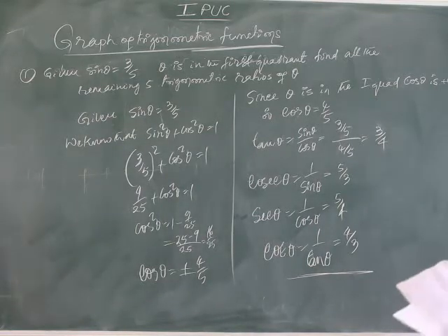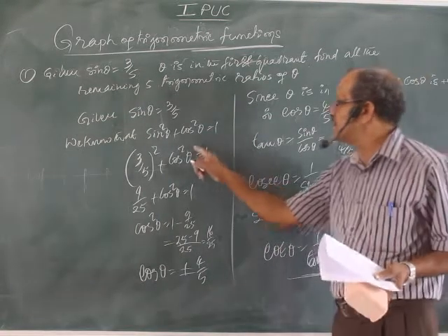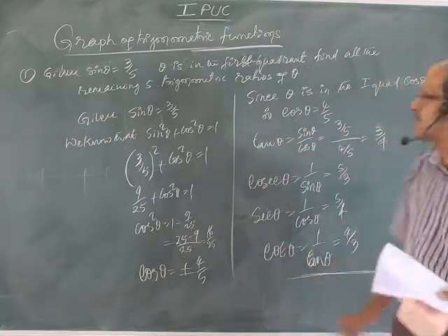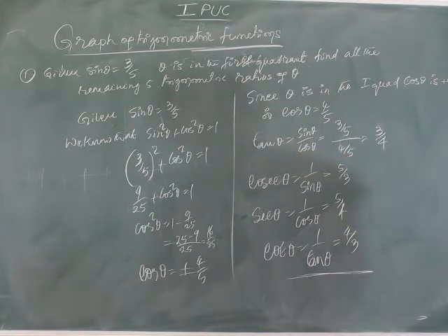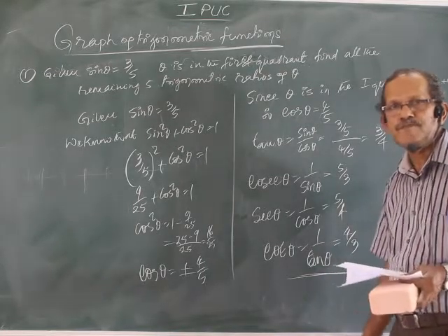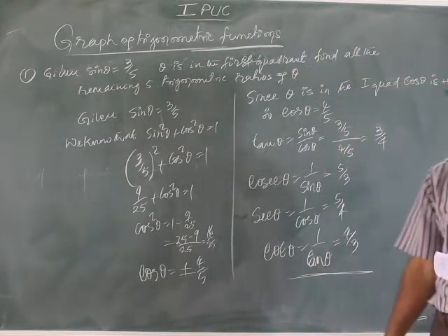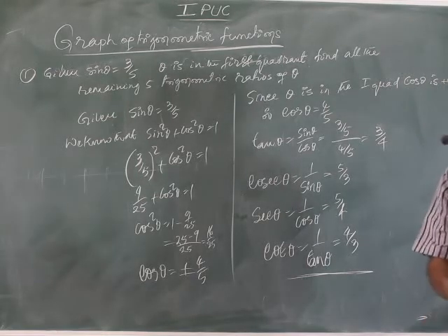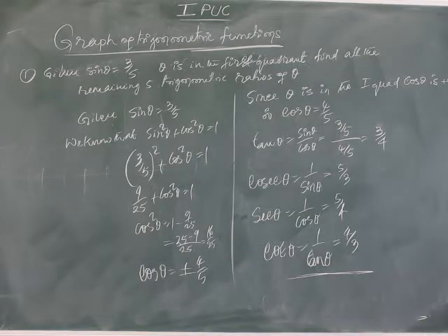In the previous case we did the same problem by drawing the triangle and finding the sides. Here, you just use the identities. Sin theta 3 by 5, theta is in the first quadrant, find all the remaining 5 trigonometric ratios. Given any one of the trigonometric functions, it need not be sin theta only. Yes? Next, problem number second.